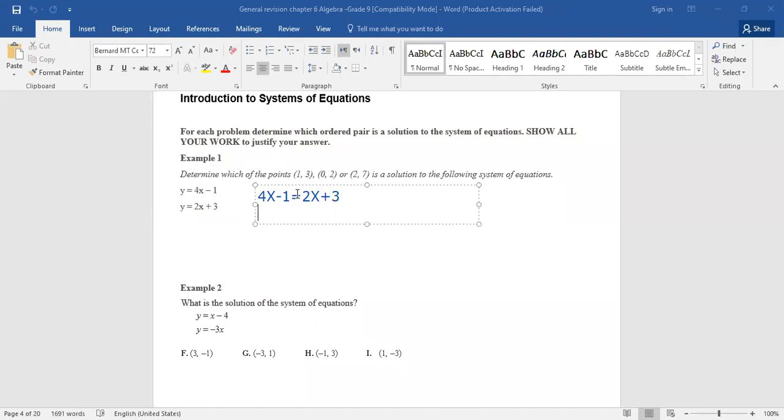Then Salma, could you please continue? 4x minus 2x equal 3 plus 1. Then 2x equal 4, which means x equal how many? 2. Yes, 2. What is the next step?